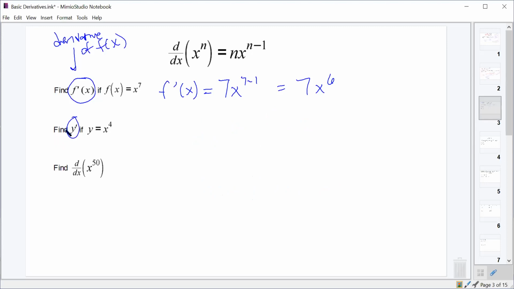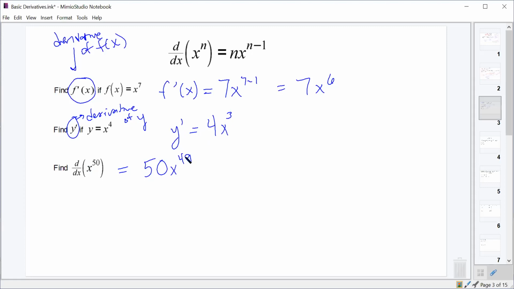This y prime means the derivative of y. So what is y prime? If y is x to the 4th, y prime ought to be, using the power rule, 4x to the 3rd. Easy enough? All right. What should the derivative with respect to x of x to the 50th power be? 50x to the 49. That's simple, much easier than using that limit.